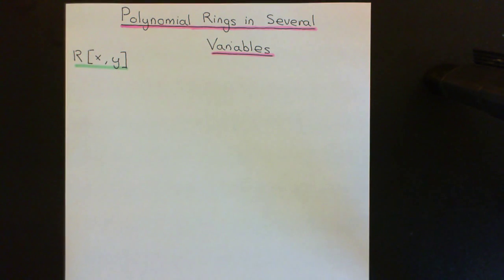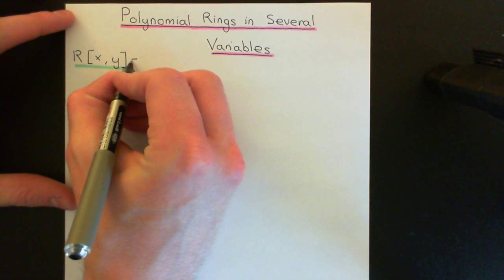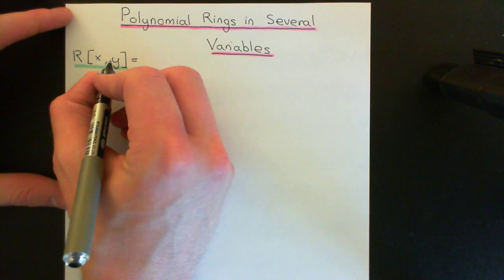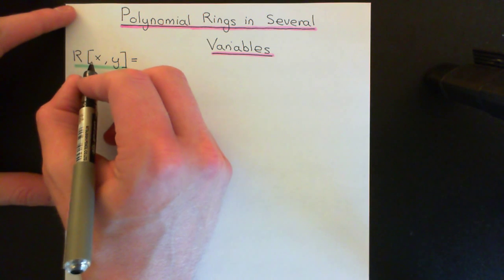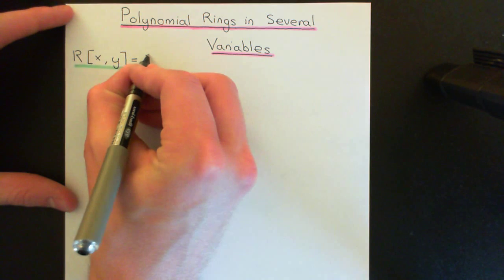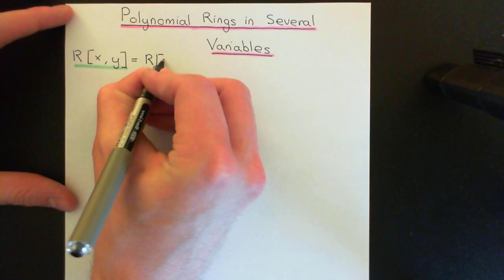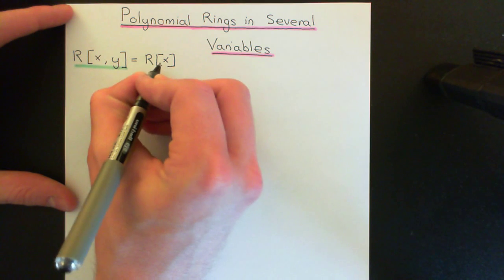Now, how is it defined? Well, the absolutely brilliant thing about polynomial rings in several variables is that they are defined using what we've already learned about polynomial rings in a single variable. The way that we define this is you take the polynomial ring in the indeterminate y, where the coefficients are from the polynomial ring in the indeterminate x over the coefficient ring capital R. So you take the polynomial ring where you use as the coefficient ring the polynomial ring in the indeterminate x.